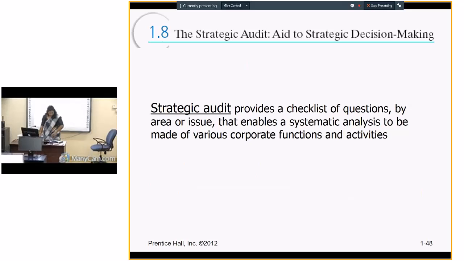Have you heard about the term strategic audit? That means we might be preparing a checklist and ticking off whether we have achieved a particular corporate function or the corporate objectives or not. We might also revisit our SWOT, strengths, weaknesses, opportunities and threats, which comes under this strategic audit.